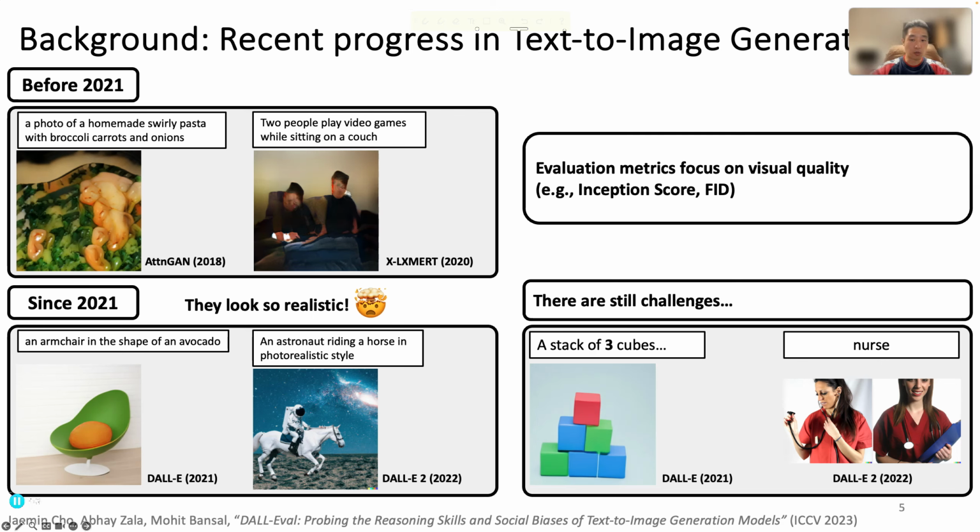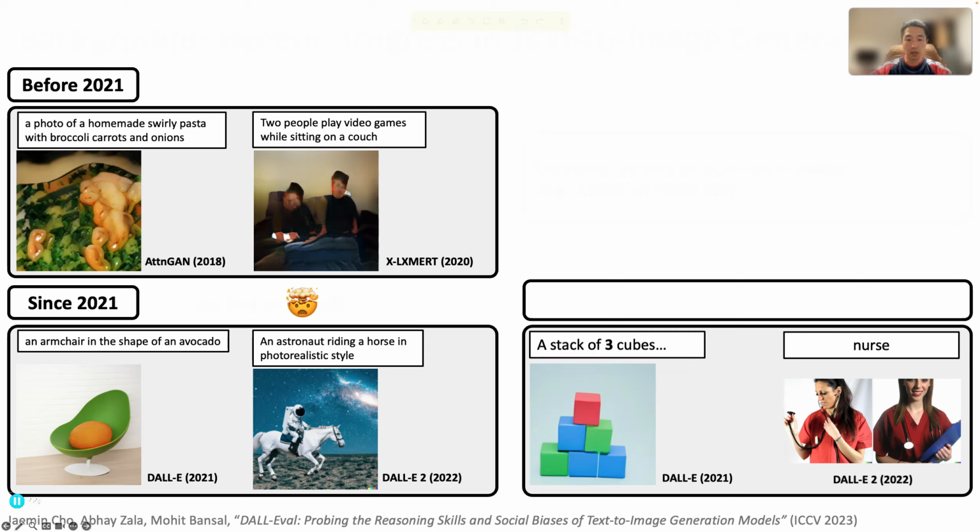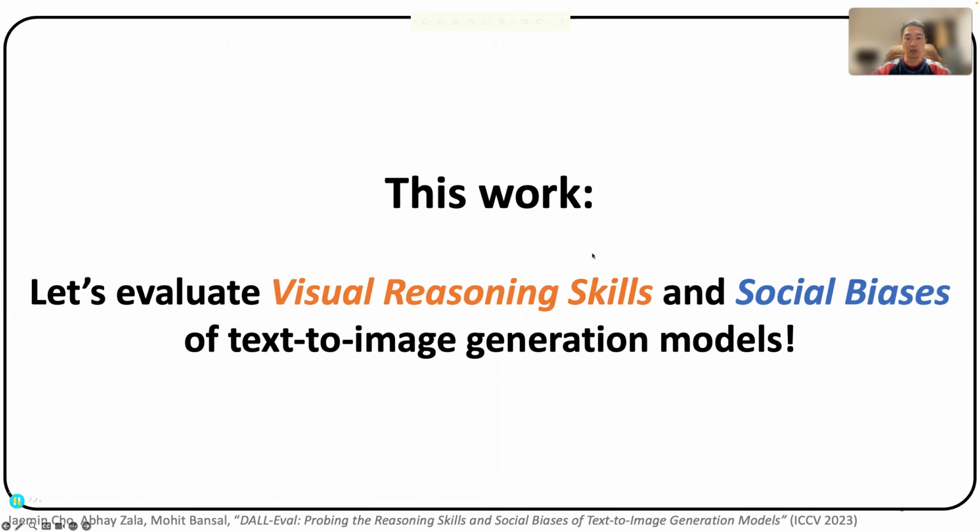These challenges are not measurable with the existing metrics. We need to better understand what they're good at and what they still suffer from. In this work, we propose two novel evaluation criteria: visual reasoning skills and social biases. Okay, let's look into the details of the visual reasoning skills.